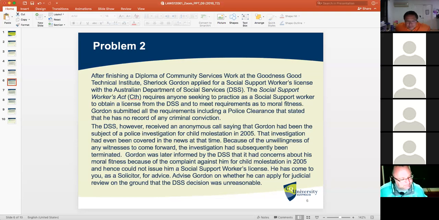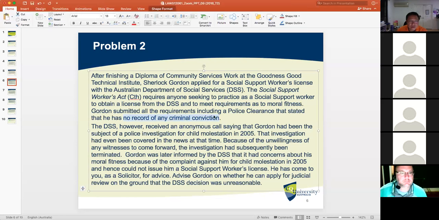Very good. Thank you, Tim. Can I again ask everyone to try to provide an answer? Yes, if you think that the decision meets the standard of Wednesbury Unreasonableness, and no, if you think it doesn't. So as we can see here, there is no record of criminal conviction, but there is an anonymous call, and it was the subject of a police investigation covered in the news at that time. But there are no witnesses. Unwillingness of witnesses. Okay.